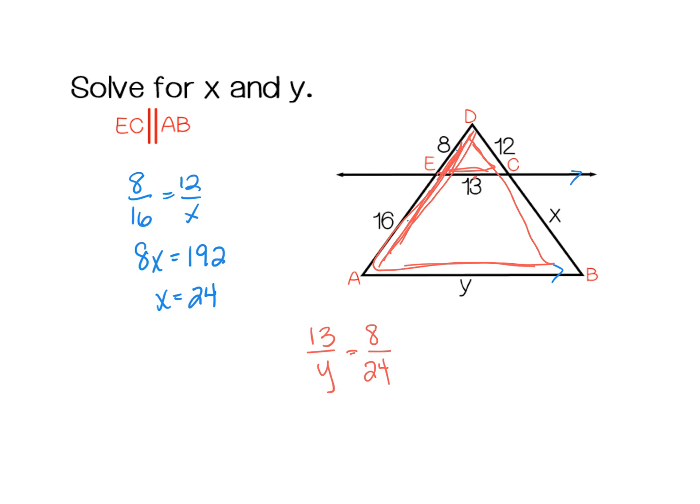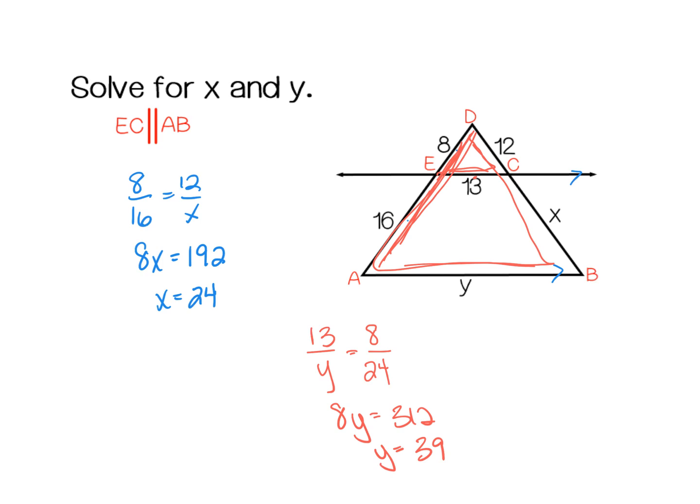This is where people get themselves in trouble. They want to do 13 over y equals 8 over 16, but that's not true because 16 is not an entire side of a triangle, but the 13, the y, and the 8 are all full sides of triangles. Here again, you can follow the pattern or you can cross multiply either way. You have 8y equals 312, so then y is going to be 39.